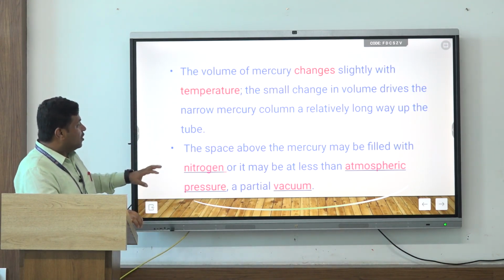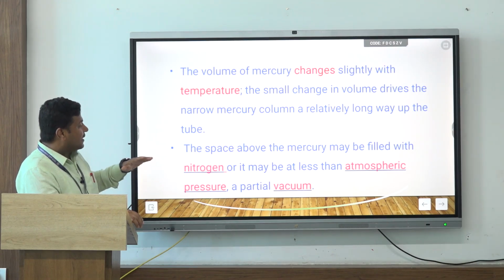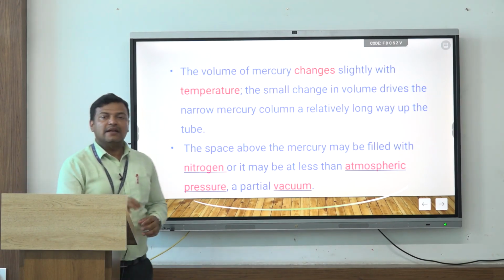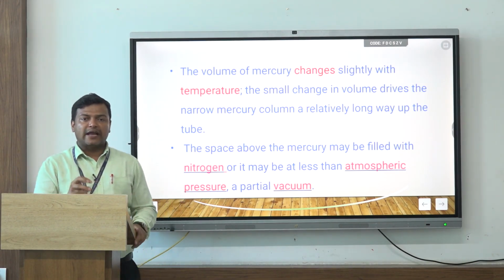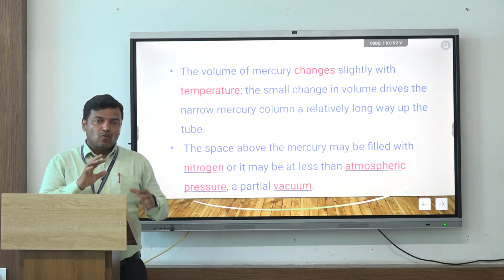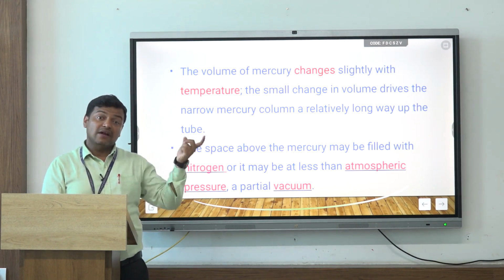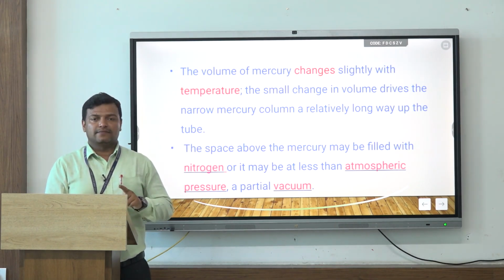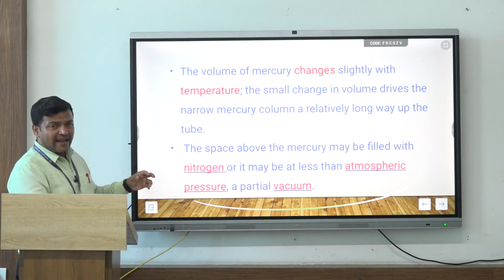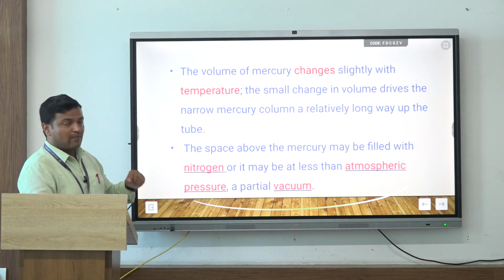The space above the mercury may be filled with nitrogen, or it may be at less than atmospheric pressure, which is a partial vacuum. The reason is that we should get the accurate temperature measured by the thermometer. If we add some other gases in the vacuum, what will happen? They will affect the temperature reading. That's why it is standardized to use nitrogen or another form having less than atmospheric pressure.